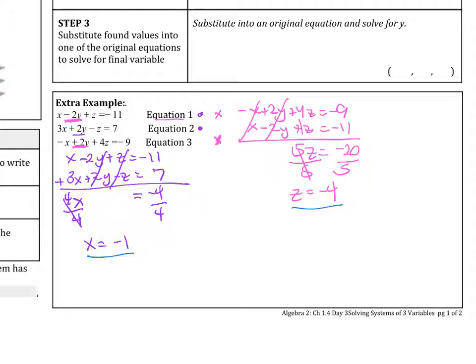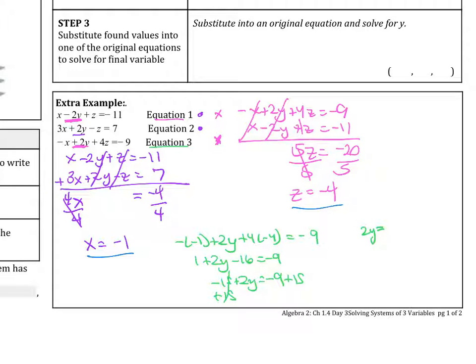So once I have two variables, I can go ahead and substitute into an original equation. So I'm going to substitute this into, let's say, the last equation, equation 3. So negative 1 plus 2y plus 4 times negative 4, and that equals negative 9. So negative becomes a positive 1 plus 2y minus 16 equals negative 9. 1 minus 16 is negative 15 plus 2y equals negative 9, so add 15 to both sides. So 2y equals 6. Negative 9 plus 15 is 6. Now I divide by 2, so y equals 3. So now I have all three variables, and now I'm done. So x is negative 1, y is 3, and z is negative 4.